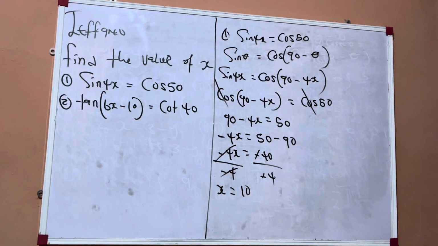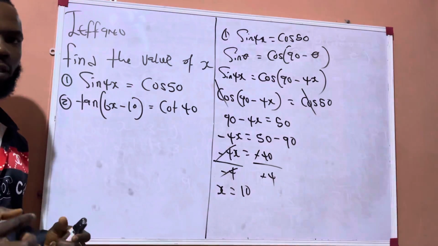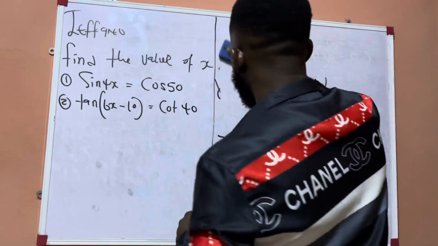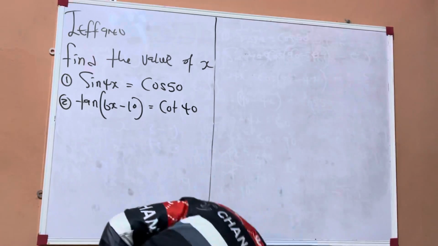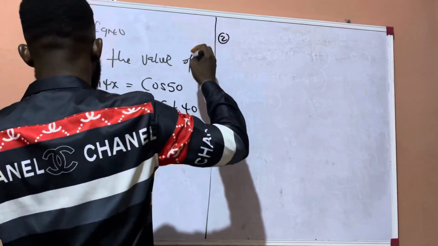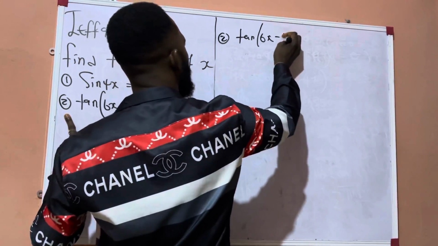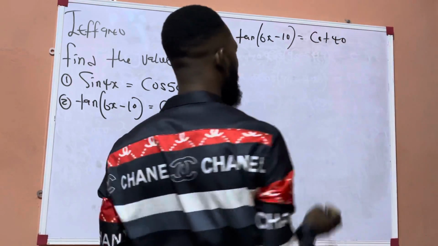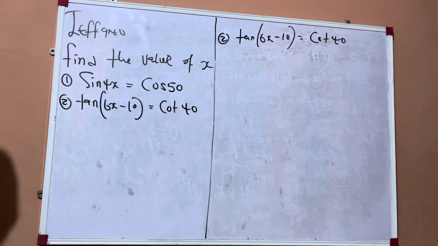Now, solving question number 2, which says tan (6x minus 10) equal to cot 40. Let us see how we can solve problems like this. Remember, we are using complementary angles in solving these questions. Question number 2 says tan (6x minus 10) is equal to cot 40. Remember, we said cot is the inverse of tan.